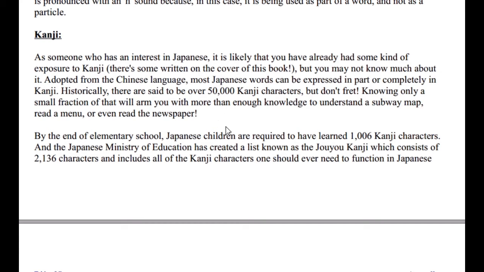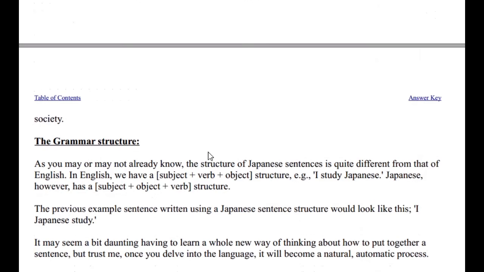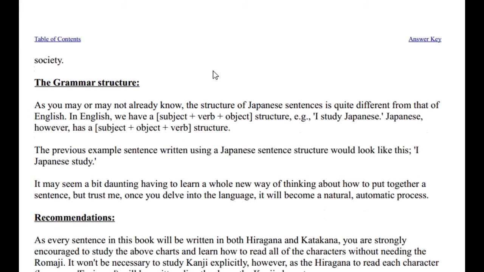But again, like I said before, kanji is really cool and it really helps learning Japanese. So don't be afraid of kanji. Try to learn as much as you can. It will really, really help learn new words, help you understand how to conjugate verbs. Very, very important. So kanji is cool. Don't be afraid. All right, and next we're going to look at the grammar structure of the Japanese language.